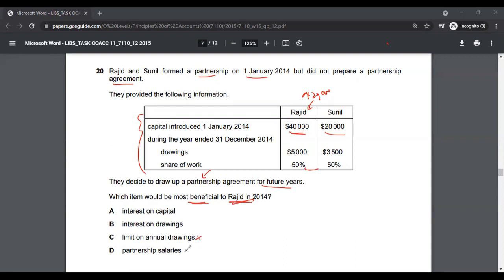This is not beneficial. Partnership salaries, we don't know. So this is a question mark there. It's inconclusive, I would say. And then on interest on drawings, if you see Rajit has more drawings, so this is not beneficial because he would be paying more interest. Interest on capital, that's more beneficial because he has introduced more capital. So he will earn more interest. So the answer to multiple choice 20 is option A.